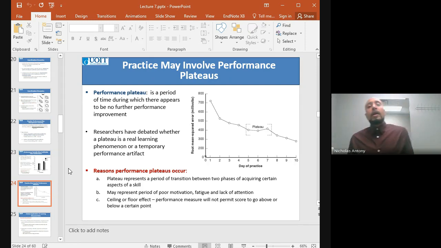The other reason why performance during practice isn't the whole picture, or may artificially inflate or deflate learning, is this whole concept of performance plateaus. So have you ever experienced yourself, or observed, a time when you're learning a motor skill and then there's a period of time where performance doesn't really change? Now, would you argue that in those performance plateaus learning has stopped? The measurement of performance may show the same score, but has learning stopped during that situation?